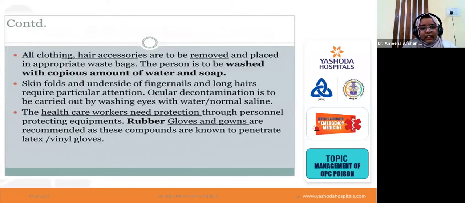If the patient has any hair accessories or clothing, everything should be removed, and the patient should be thoroughly washed with a lot of soap and water. Skin folds, under the nails, everything should be washed particularly. For the eyes, just water or normal saline is enough. The healthcare workers need special protection. Rubber gloves and gowns are more recommended, as these compounds are known to penetrate latex and vinyl gloves.